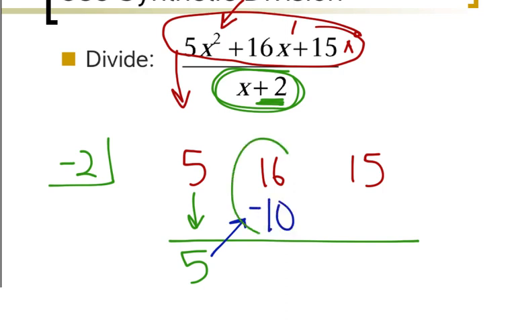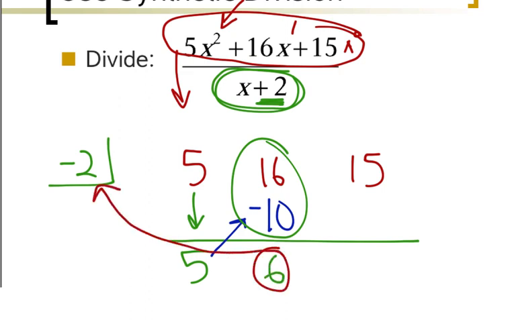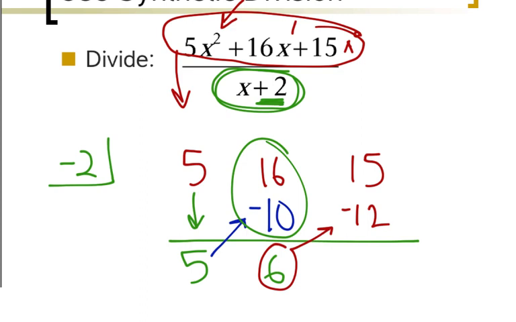Then you add the 16 and the negative 10 to get 6. Then you take your 6 and times it by negative 2, which should give you negative 12. So I put negative 12 right here. And then I go ahead and add, and I should get 3.